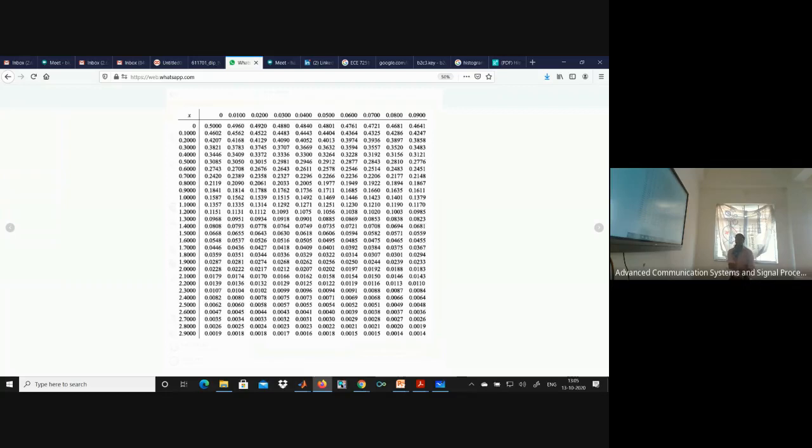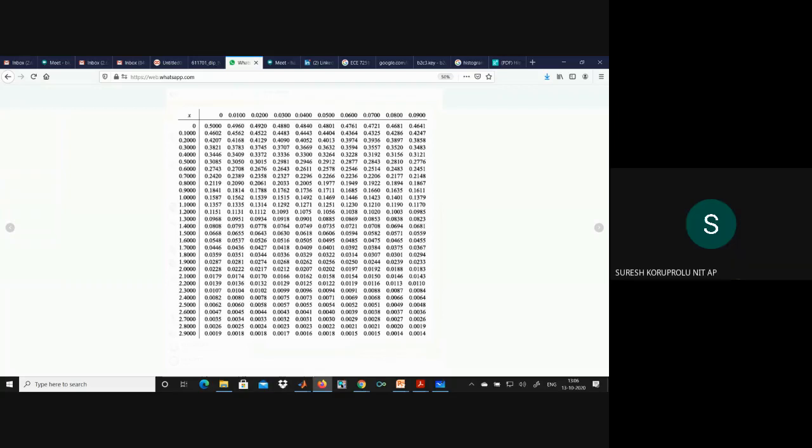Suresh, tell me. What is that 0.28? Probability of detection. 0.38 is the probability of detection. Fine. So what is the threshold? 1.2. Okay, fine. Suresh, can you please share your snapshot? Could you please share your screenshot of what you have done?